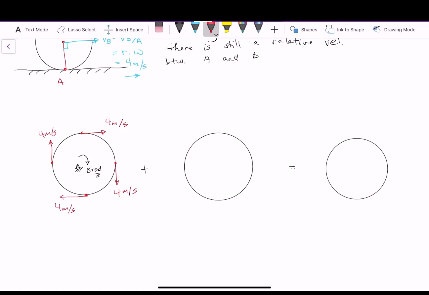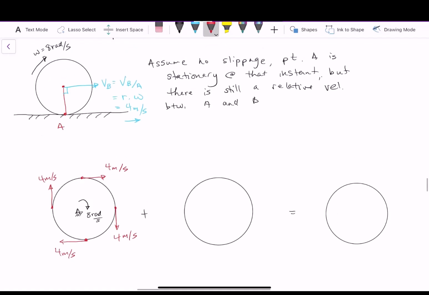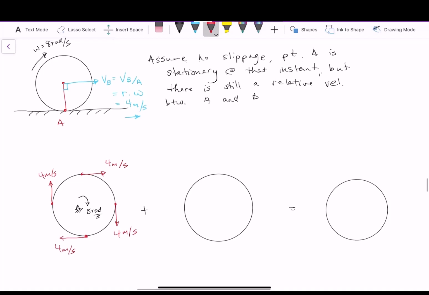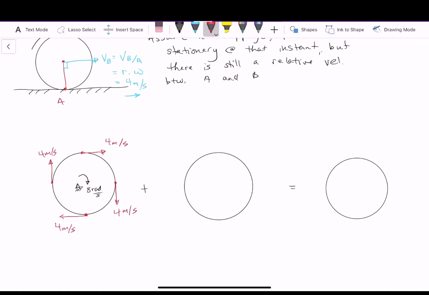Now, if we just consider the translational aspect of this wheel, as we saw right up here, we know that VB is translating at 4 meters per second. And actually, we can say that at any point. So here, this is 4 meters per second. That point would be 4 meters, so would this one, and so would this one. So all of these are translating at 4 meters per second. Remember, all we're doing right now is just breaking this up into both translational and rotational components.